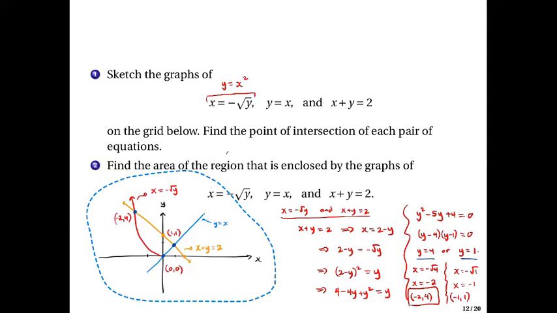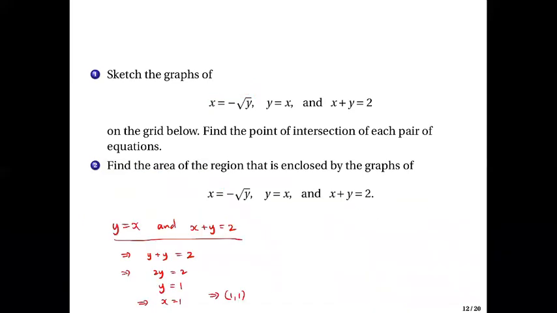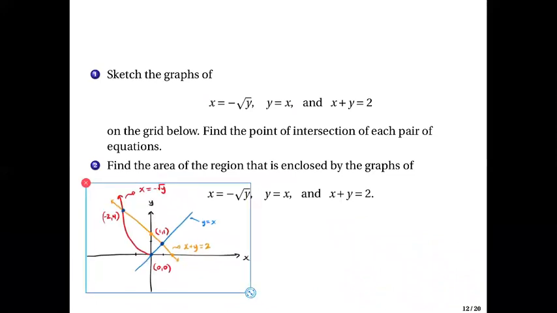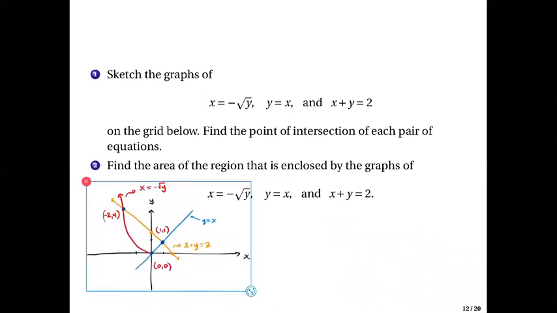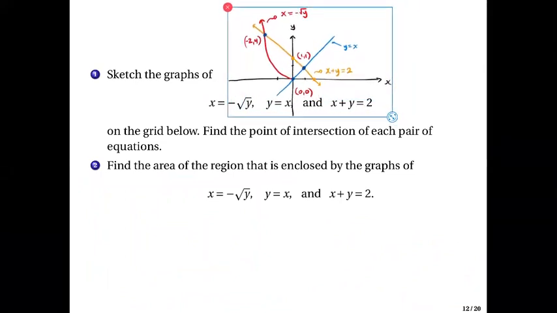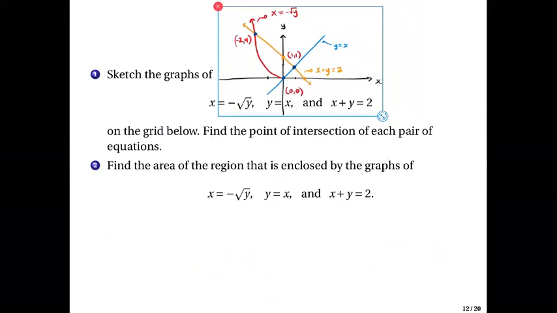Find the area of the region that is enclosed by the graphs. Okay? So let me just copy that sketch and add another page. So we have this sketch here. Let me put it up here if it's okay. Yeah, let's put it there. And then let me just adjust it. All right.